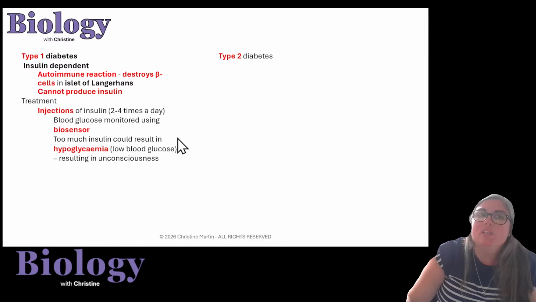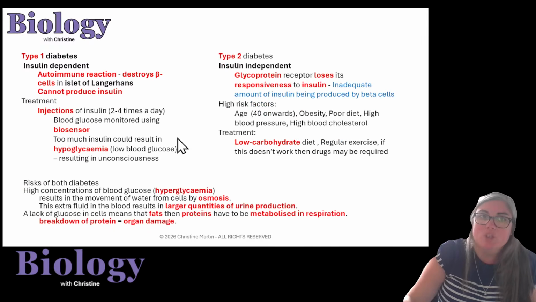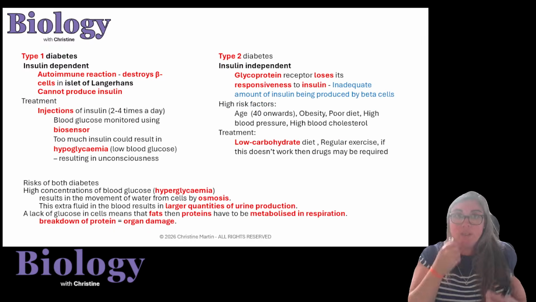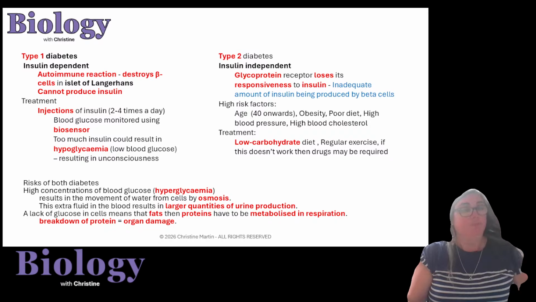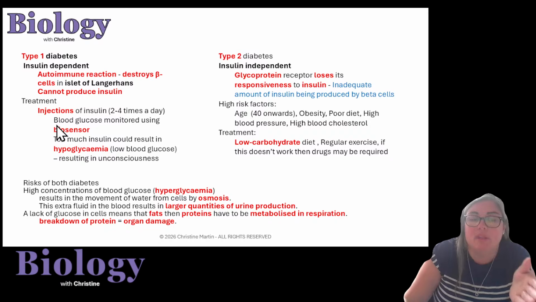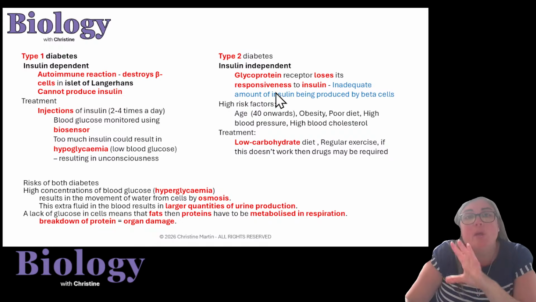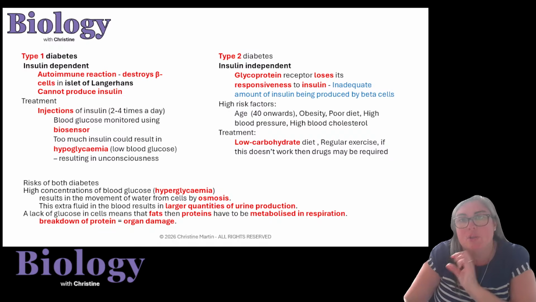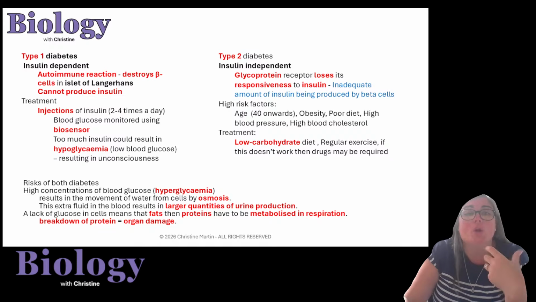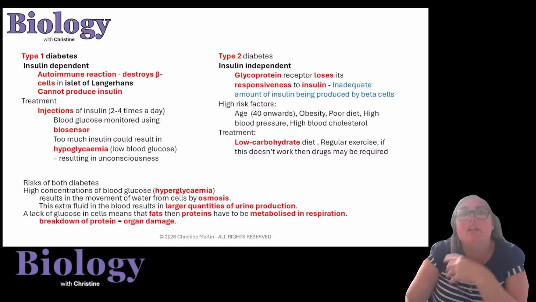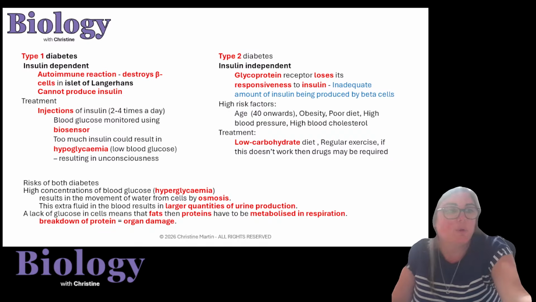Obviously, there's two different types of diabetes. If it's type 1 or type 2, make sure you look at what they've told you. If it's type 1, it's to do with insulin being injected. If it's type 2, it's about the insulin being not responded to. So the beta cells are not destroyed. They're still making the insulin, but they are not being responded to.